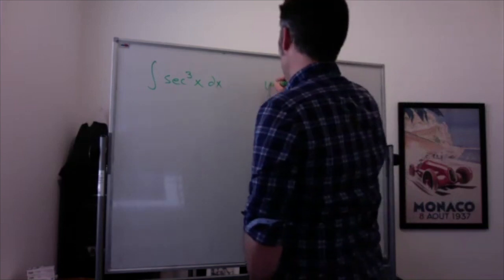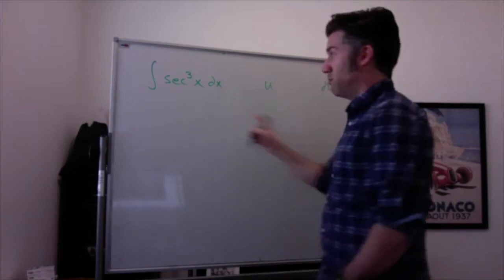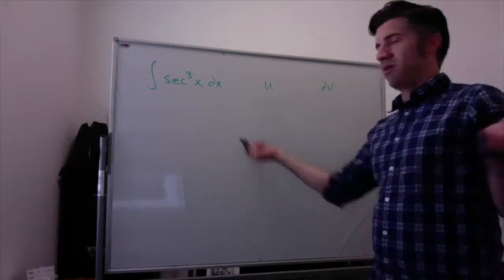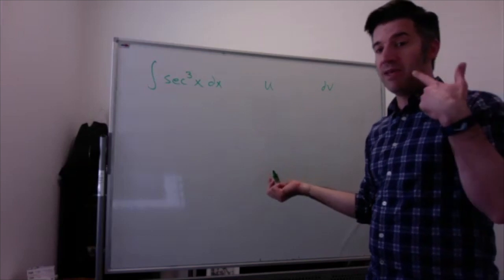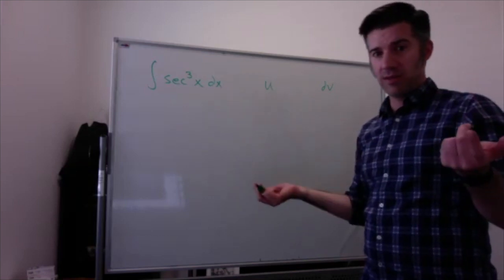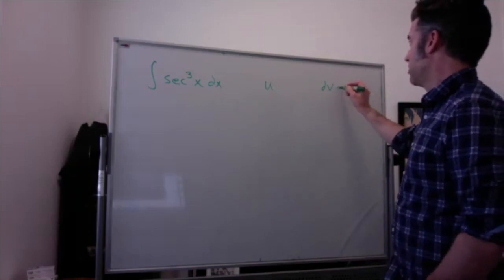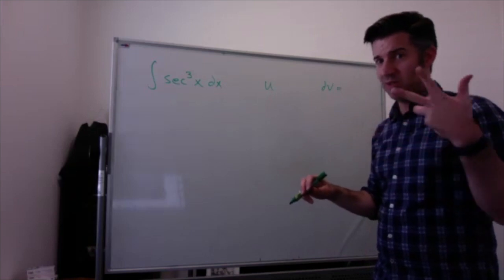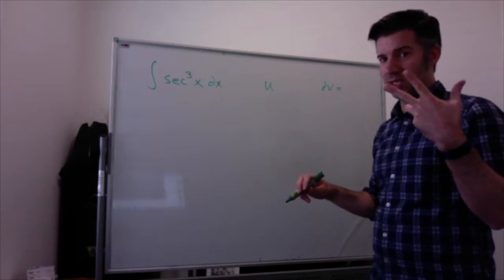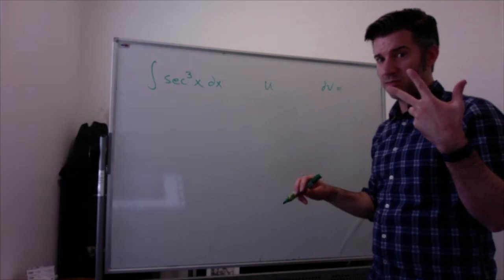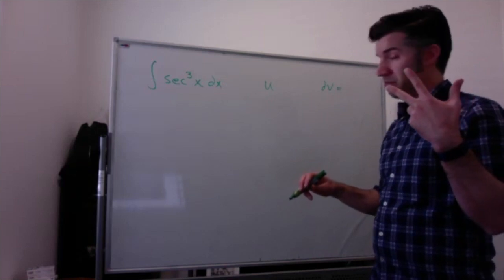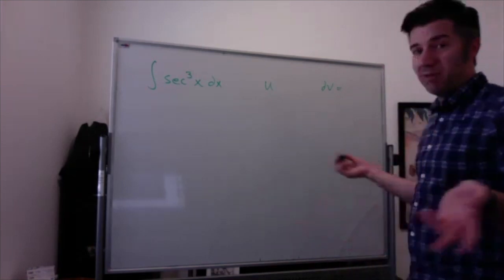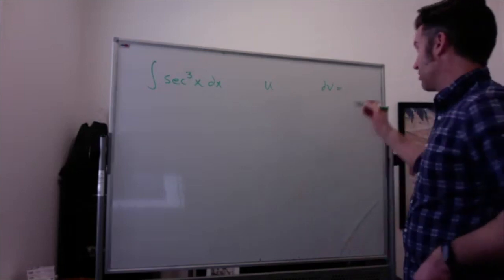So we want to pick a u and a dv that multiply to be secant cubed x dx. We really only have trig things, but we want to pick dv to be part of this that's easy to integrate. So let me ask you guys, should dv be secant or secant squared or secant cubed? Which of those is the easiest to anti-differentiate? Yeah, secant squared, right? We know that secant squared is the derivative of tangent. So you always want to pick your dv to be the easiest thing that we can still integrate.